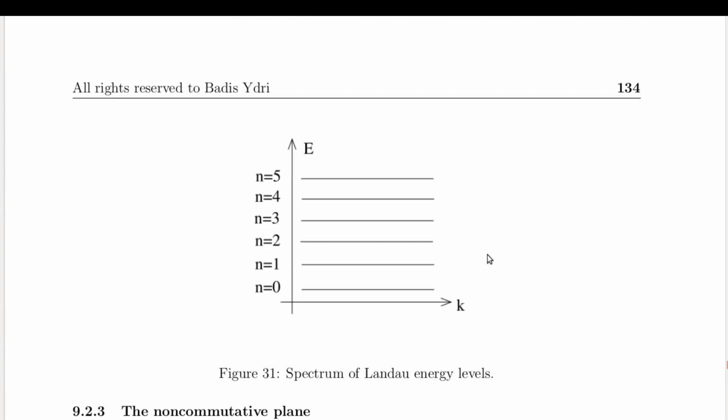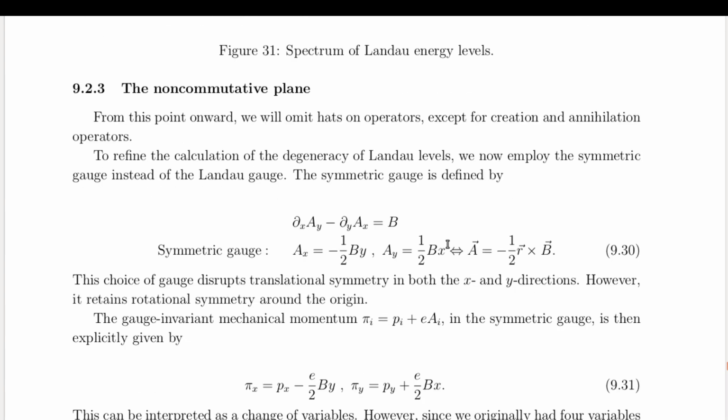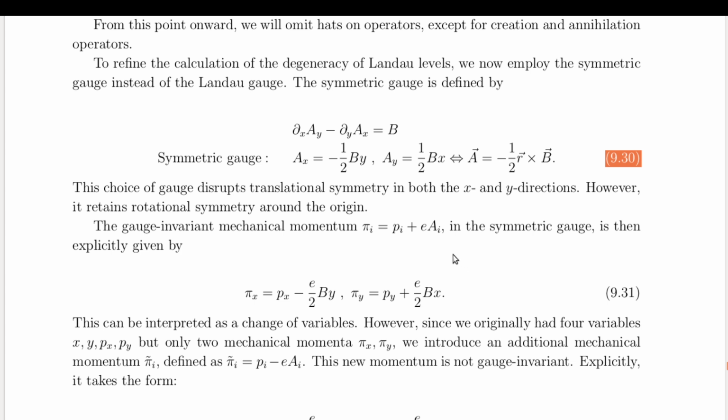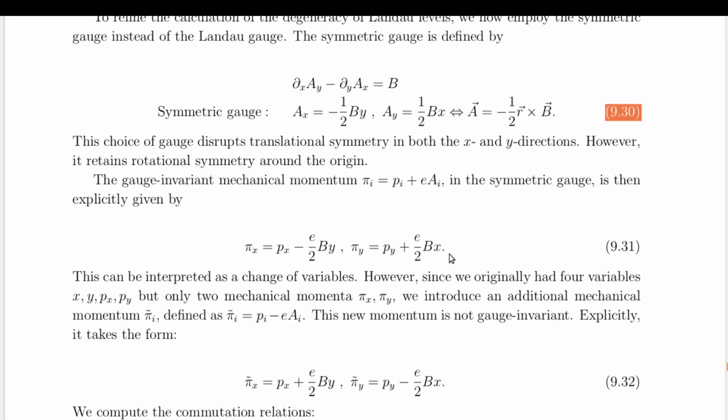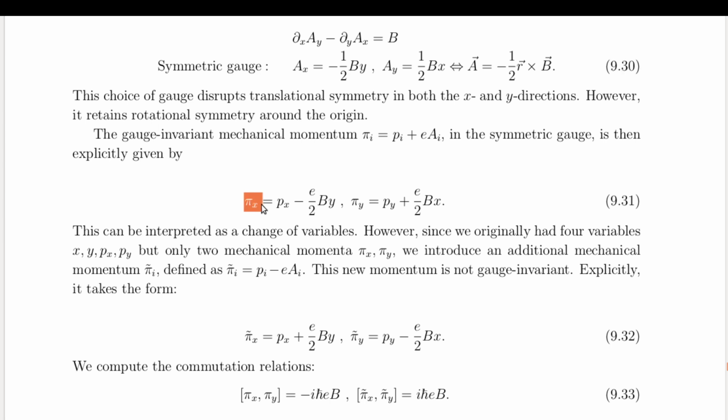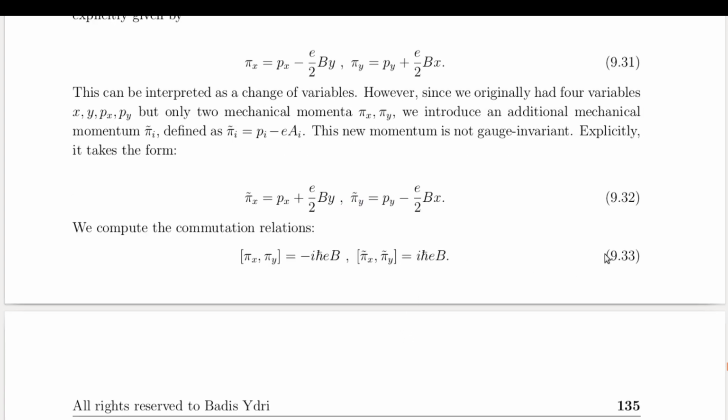The noncommutative plane. Another important gauge choice is the symmetric gauge, which enables us to determine the degree of degeneracy of Landau levels using the Heisenberg uncertainty principle. This gauge also reveals the deep connection between Landau levels and the noncommutative plane. In the fourth segment, we demonstrate that in the symmetric gauge, the mechanical momentum and the center of orbit coordinate form 2 independent sets of harmonic oscillator operators that commute with each other.